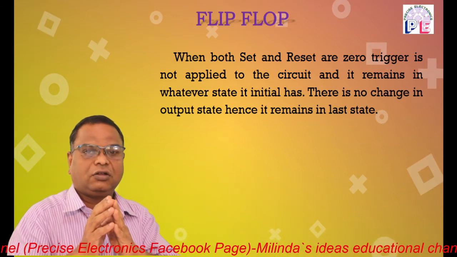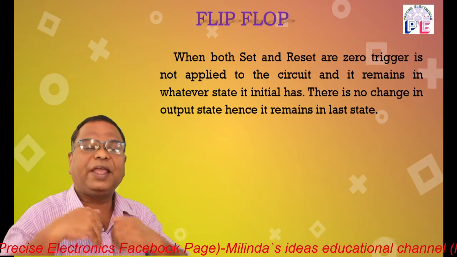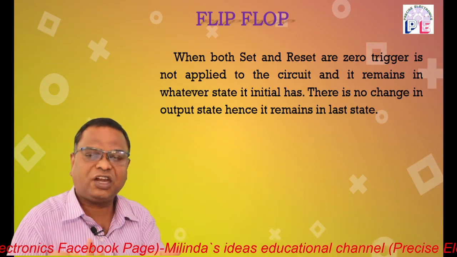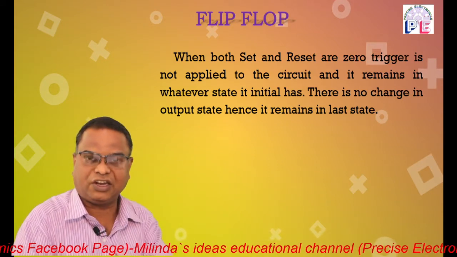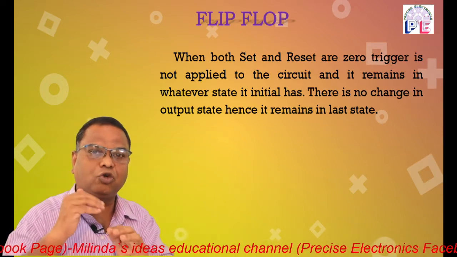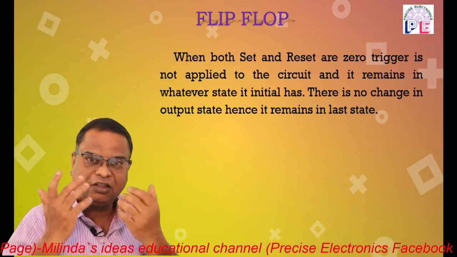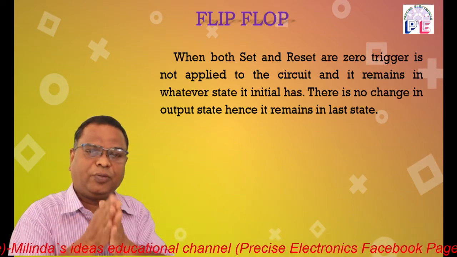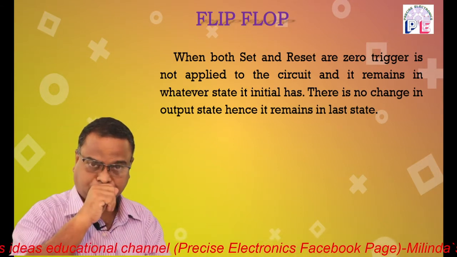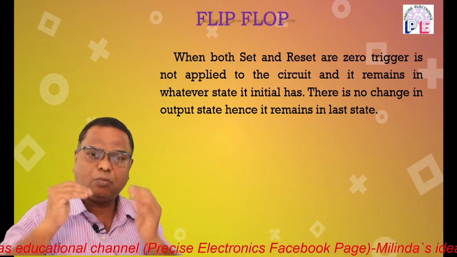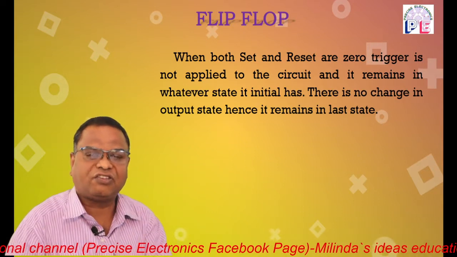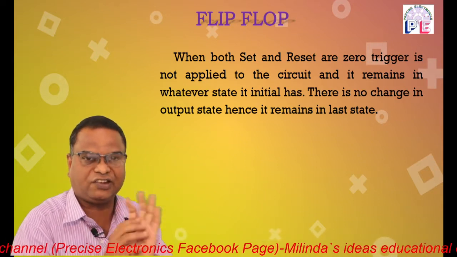What is the last state? Before this, we are not applying any inputs. The first inputs are both low. The last state is known as the initial state. What is the initial state? That is the state when we switch on the power supply, the circuit goes into either set mode or reset mode. So the flip-flop is in either set mode or reset mode. That is the initial state. And when we apply both set and reset inputs low, the output remains in the last state, the flip-flop remains in the last state.